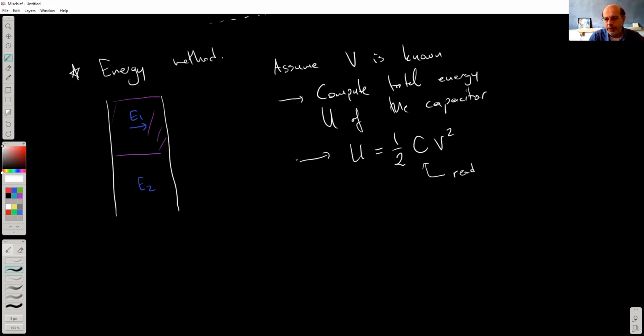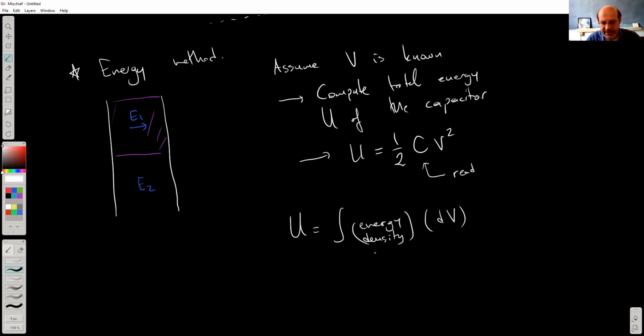So how do I compute the total energy? Total energy is basically the integral of the energy density multiplied with the volume in here. So in any case, since the electric field is uniform, the energy density is also uniform. So I can compute this integral without doing any integration. I just need to multiply the energy density with the volume.